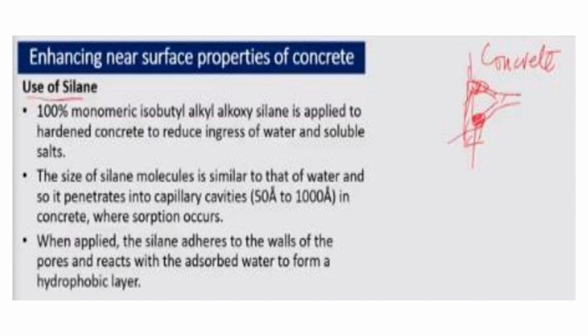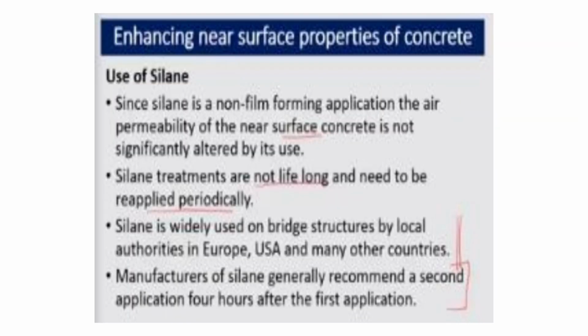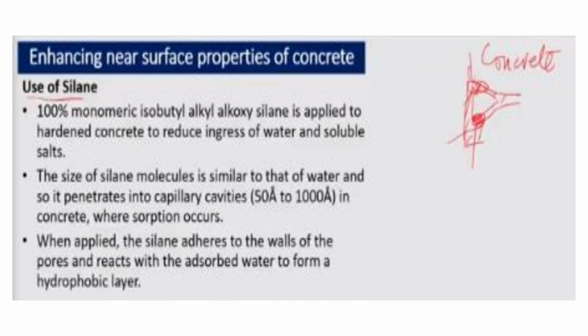When applied, the silane adheres to the walls of the pores and reacts with the absorbed water to form a hydrophobic layer, that is, a water repelling layer. Since silane is a non-film forming application, the air permeability of the near surface concrete is not significantly altered by its use. Because it does not result in any film, it just makes a hydrophobic layer.